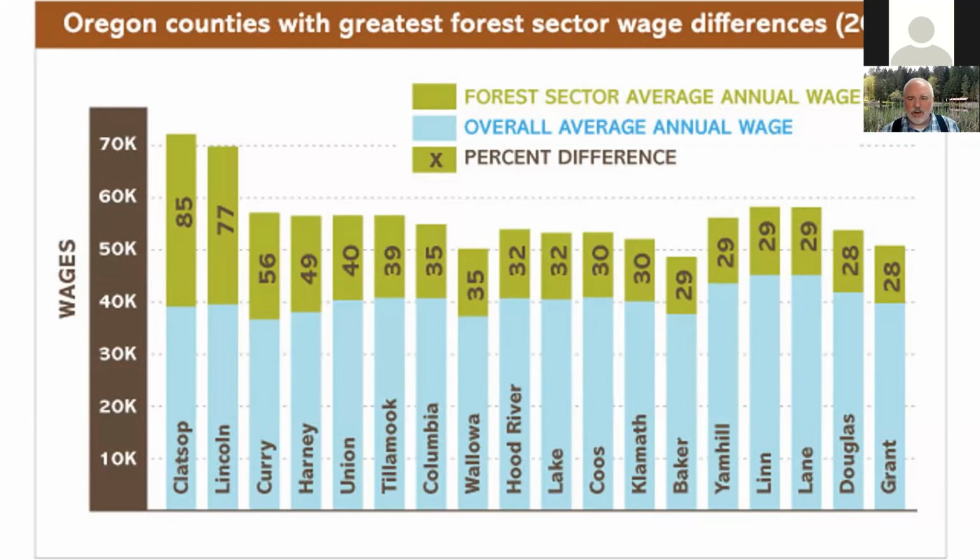And this chart here shows the various counties. The blue is the average annual wage, and the forest sector wages are the total, and you can see the percentage difference. Like in Clatsop County, forest jobs pay 85% more than the average. In Grant County, it's 28% more. So they're good paying jobs, and a major source of employment in rural counties.